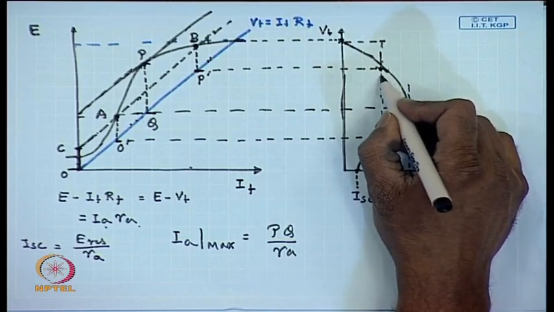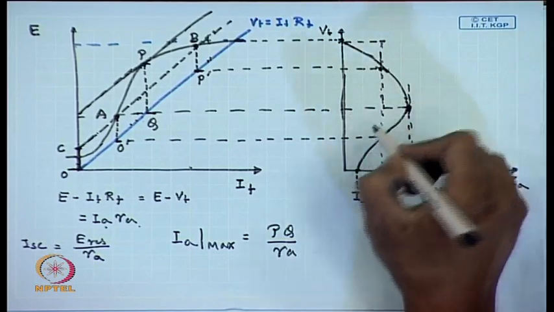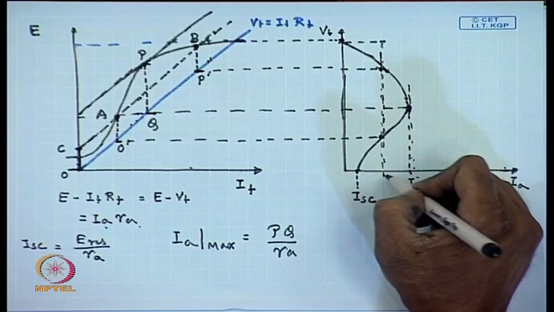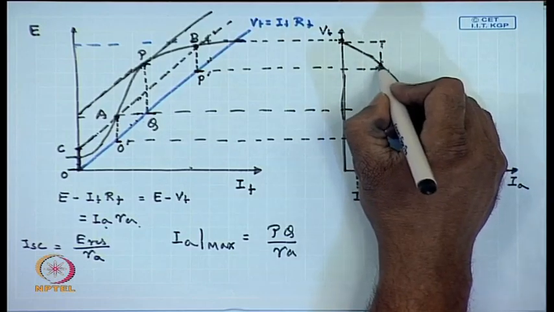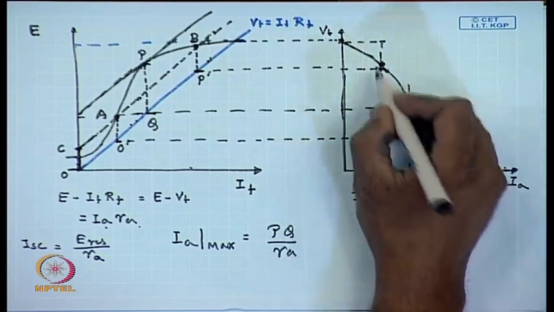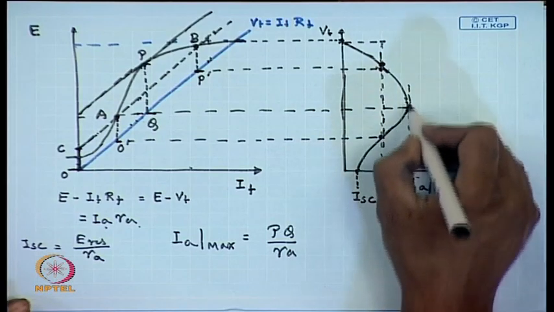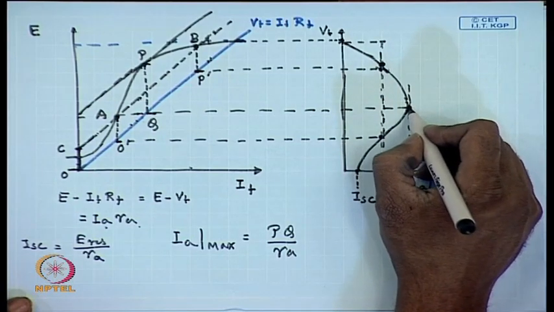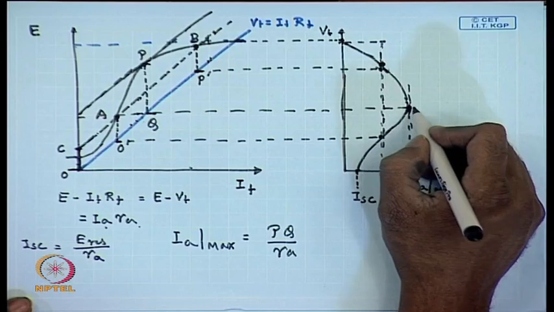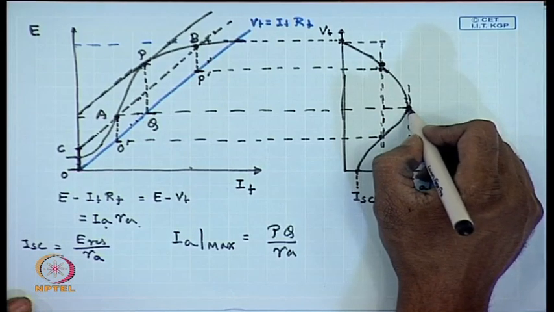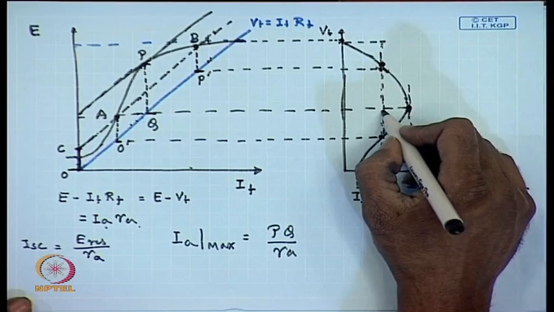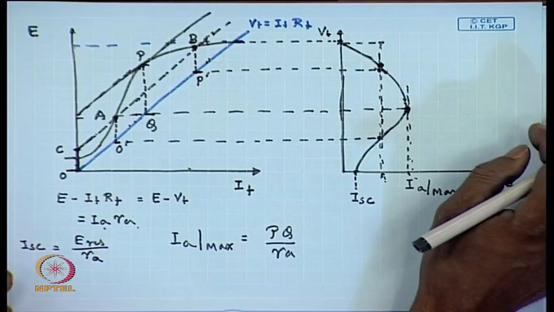Hence, even though at short circuit the current may be smaller than the rated current of the machine, transiently, if the terminals are shorted, the armature current can exceed the rated current of the machine and can damage the commutator segments.